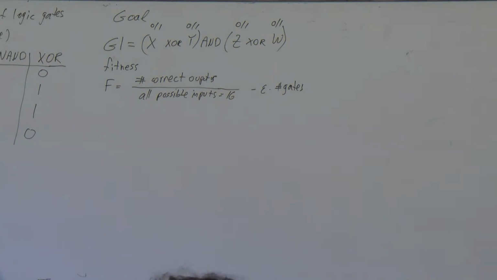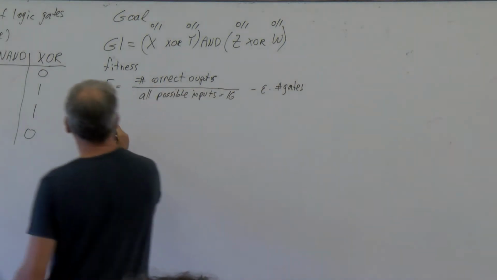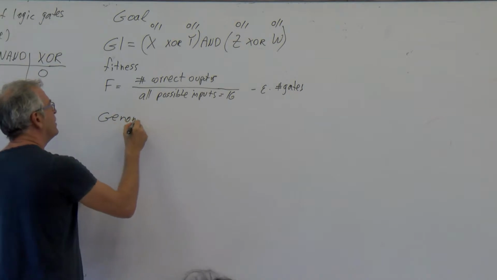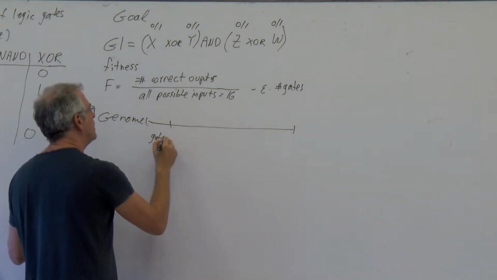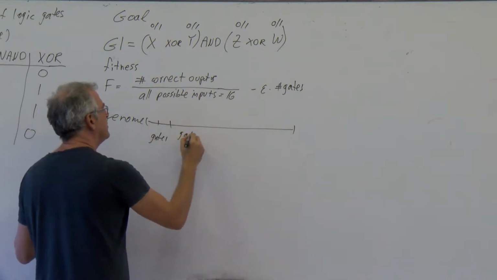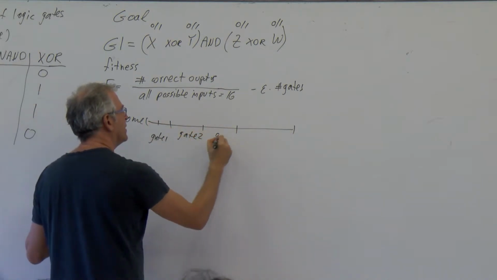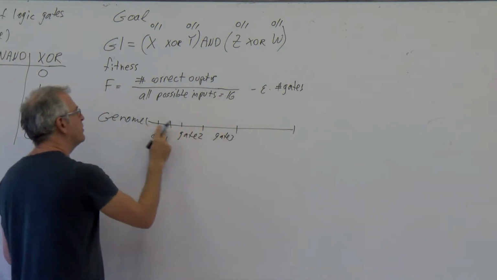Okay. And now I want to make a little evolution. So I'm going to make a genome. My genome is going to look like this. So each circuit has a genome. So this is, let's say, gate number 1. And this is the gene for gate number 2. This is the gene for gate number 3. And each gene has 2 numbers.